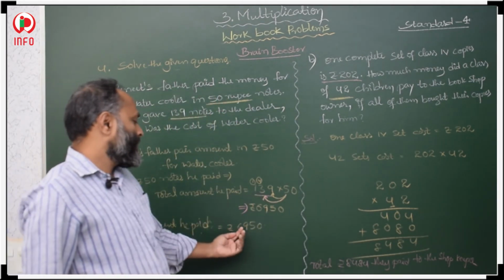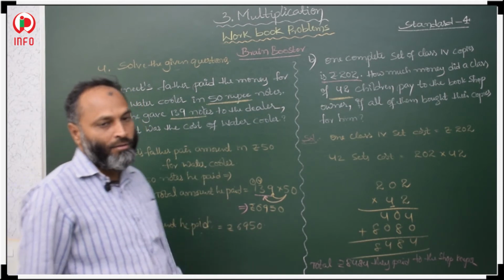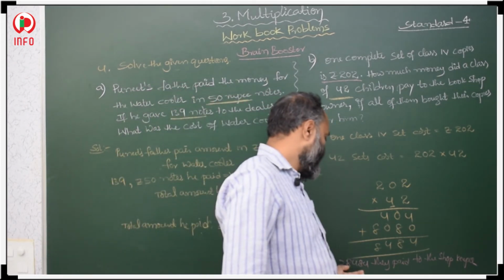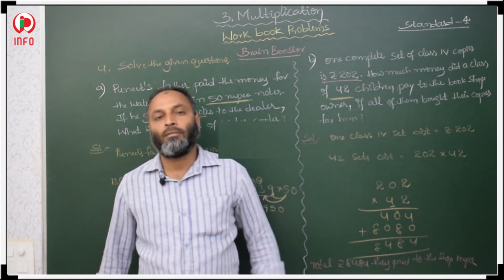Here how much did he pay? The total amount 6,950 rupees, so he paid for the water cooler. So here how much amount? 42 children they paid 8,484. Okay, this much amount they paid.